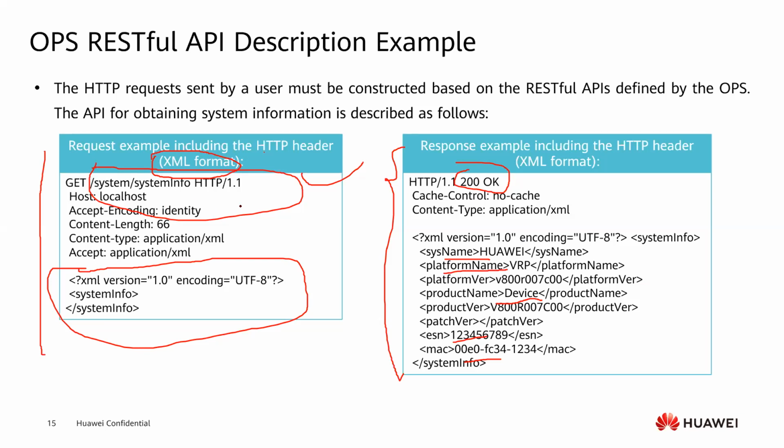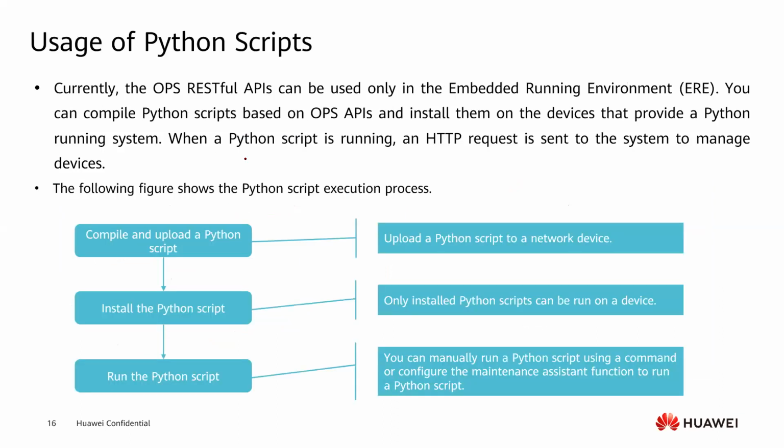You can search the URL from the product documentation. We can see the usage of the Python script and the steps. We compile and upload a Python script, and we install the Python script, and we run the Python script.